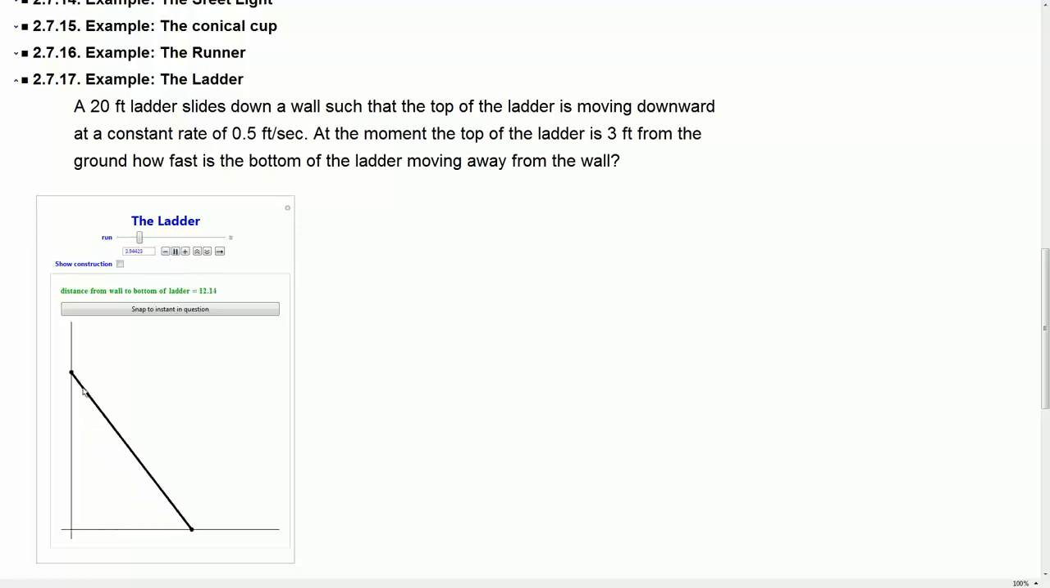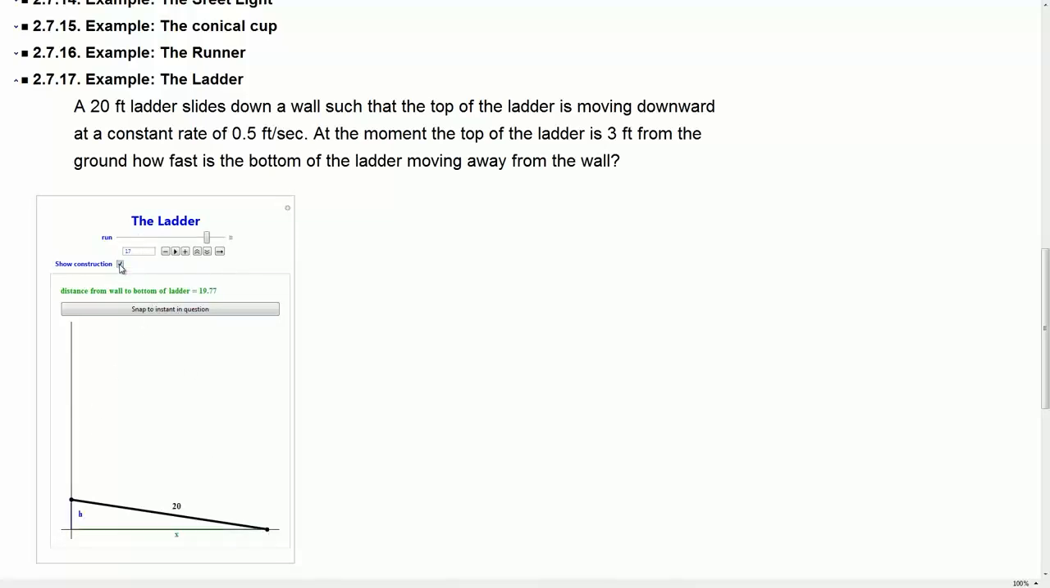So here's my ladder, it's falling. Here's the tip of the ladder coming down the wall at a constant rate. Now this is kind of like slow-mo because it probably wouldn't fall that way. That's a little better. So this is coming down the wall at a constant rate. We want to know at a specific moment how fast this bottom of the ladder is moving away from the wall. So let me snap to the instant in question. That would be right at that instant right there. How fast was this moving away from the base of the wall?